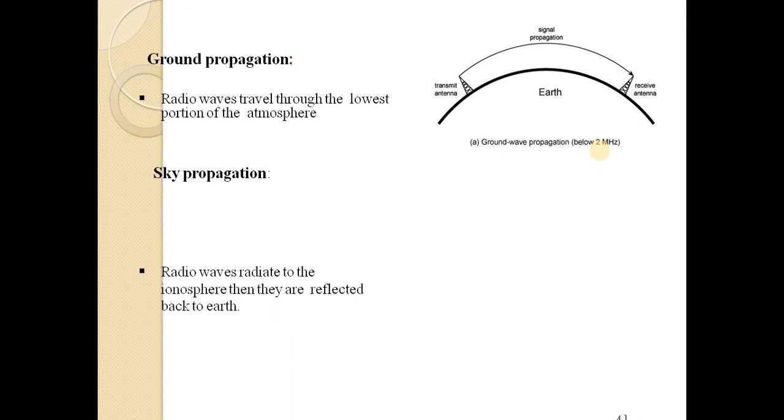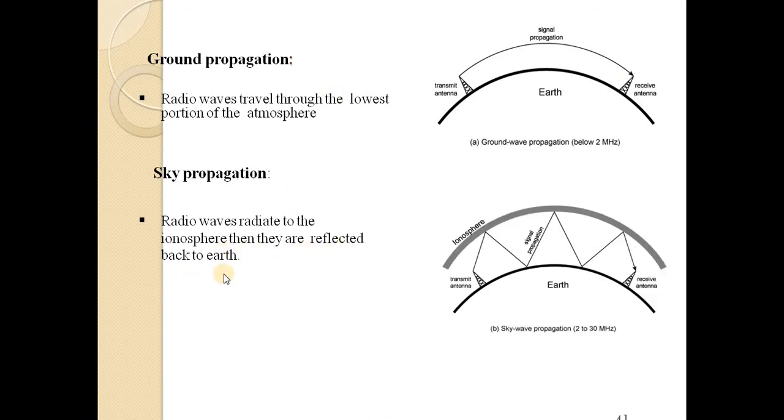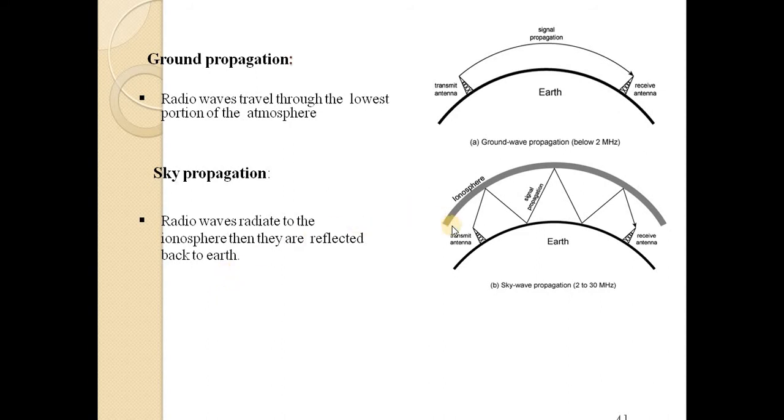Let us see the theory of sky propagation. Radio waves radiate to the ionosphere, then they are reflected back to the Earth. Let us see the diagram of sky propagation. Its frequency ranges from 2 to 30 megahertz. Radio waves radiate to the ionosphere and then reflect back to the Earth, which is called sky propagation.